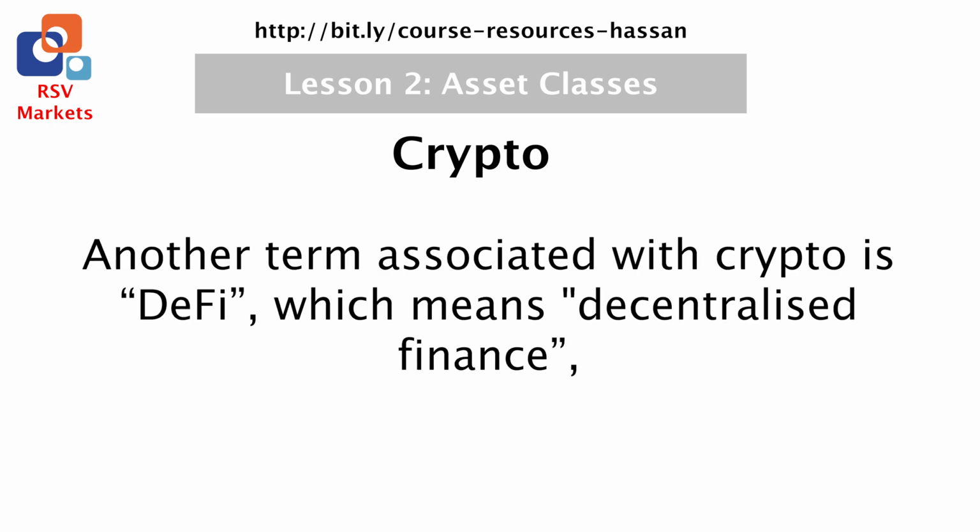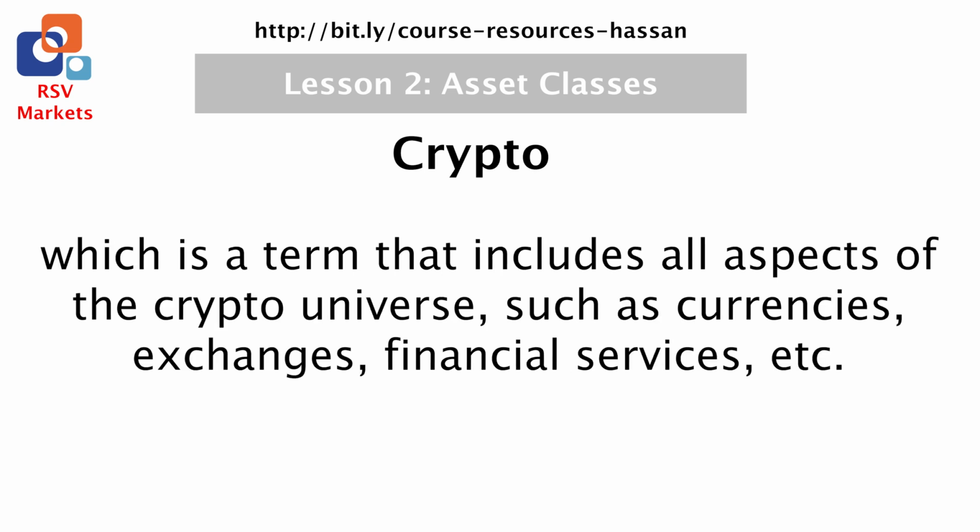The most famous cryptocurrency is currently Bitcoin, with quite a few others that have come along and been on the rise recently, most known of which is Ethereum, although there are differences between the different types of cryptocurrencies. Another term associated with crypto is DeFi, which means decentralized finance, a term that includes all aspects of the crypto universe, such as currencies, exchanges, financial services, etc.